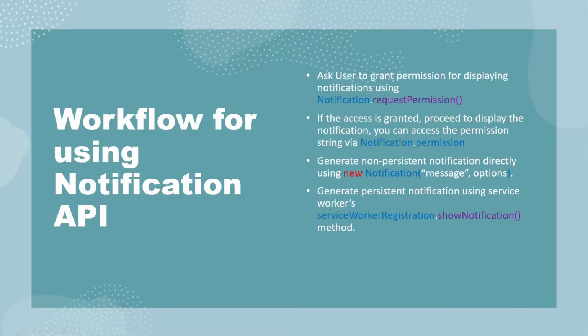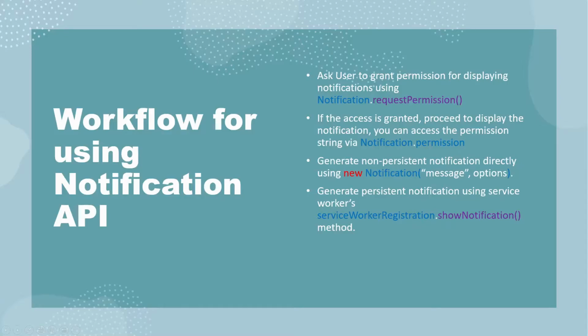There are also two types of notifications you can generate using the API. One is called the non-persistent notification, where the notification is closed when your application is closed. This is the less common way, but it's really straightforward. You can just instantiate a new Notification object stating the message that you want to pass as a notification and the list of options you can include inside of that notification, such as icons and links.